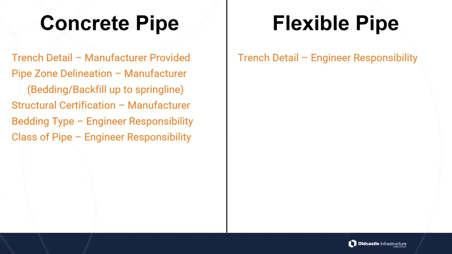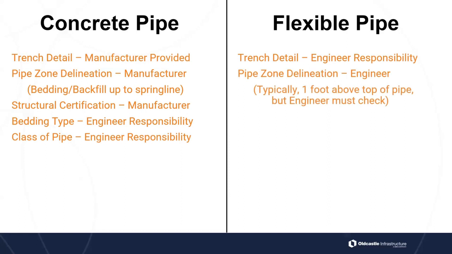Okay. Now, with flexible pipe, there's some things that the engineer needs to do. We need to come up with a trench detail, and that would be the responsibility of the engineer, because every installation and everything is different based on the soil types. Okay. You need to delineate the pipe zone. Now, typically, this would be 1 foot above the top of pipe, but it needs to be checked by the engineer. There's some calculations that are going to need to be done by the engineer to make sure that that 1 foot is adequate based on the loads and the different soils that you might be using here.